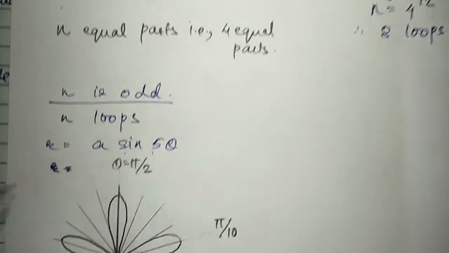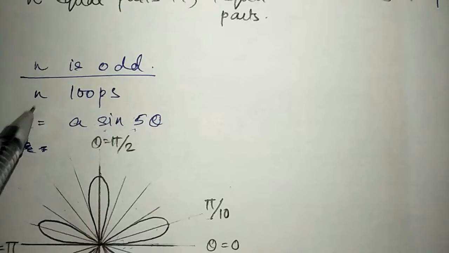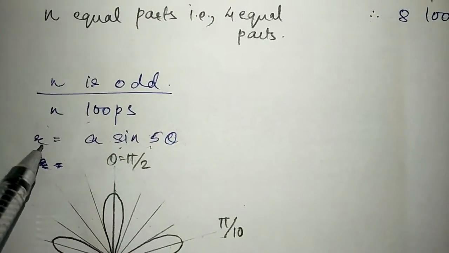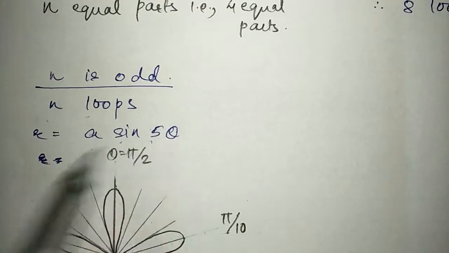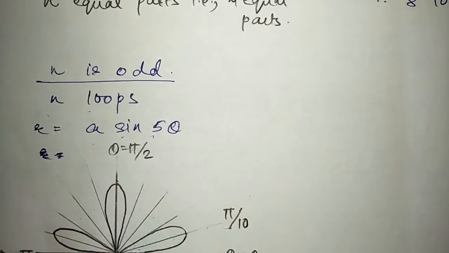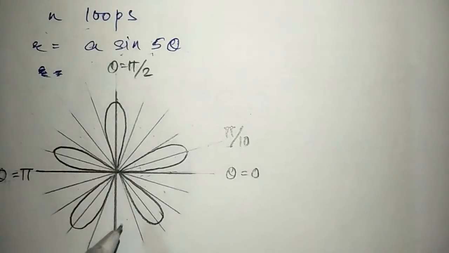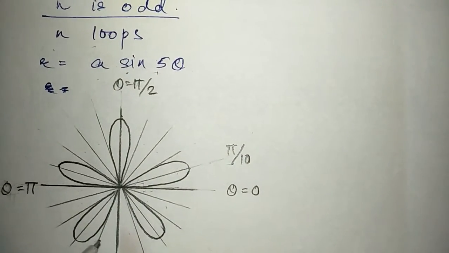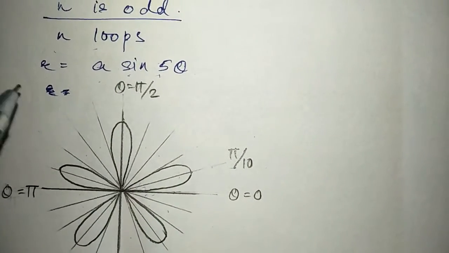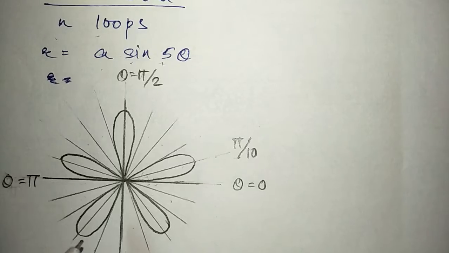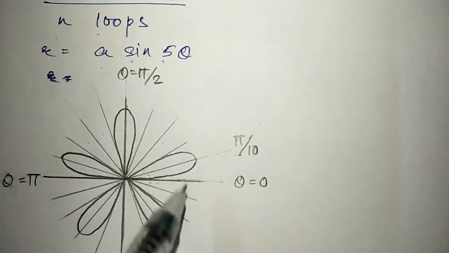And if n is odd, we have n loops. Suppose we have r is equal to a sin 5 theta, where n is 5, which is odd. So how many loops we'll have? We will have 5 loops for the curve. You can see the figure. This is the curve for r is equal to a sin 5 theta, which has got 5 loops.